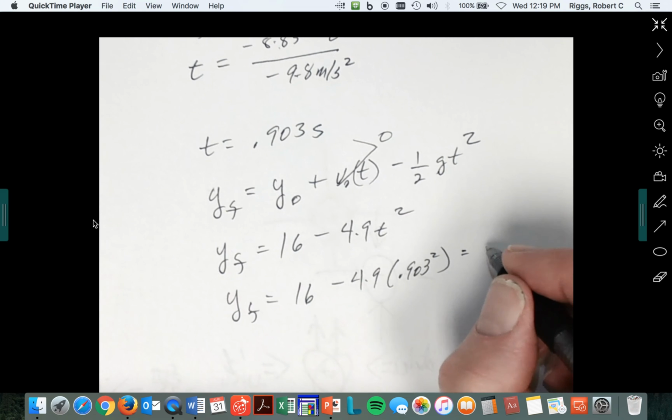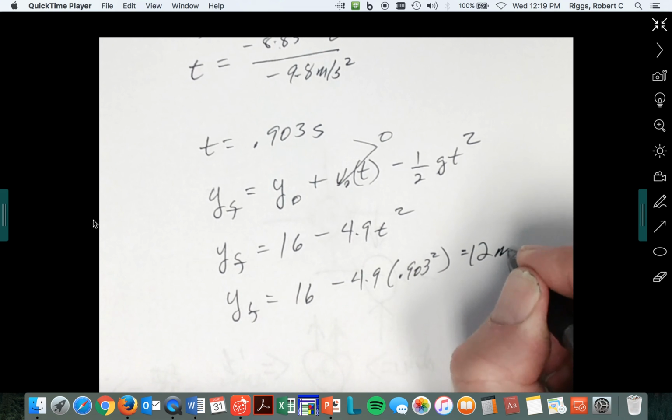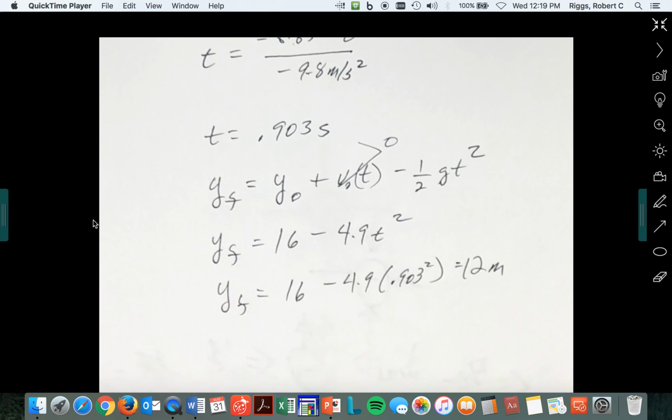12 meters. It's at 12 meters in both of them. So at the same height, it's going the same speed. Symmetry. Isn't that cool? I love it.